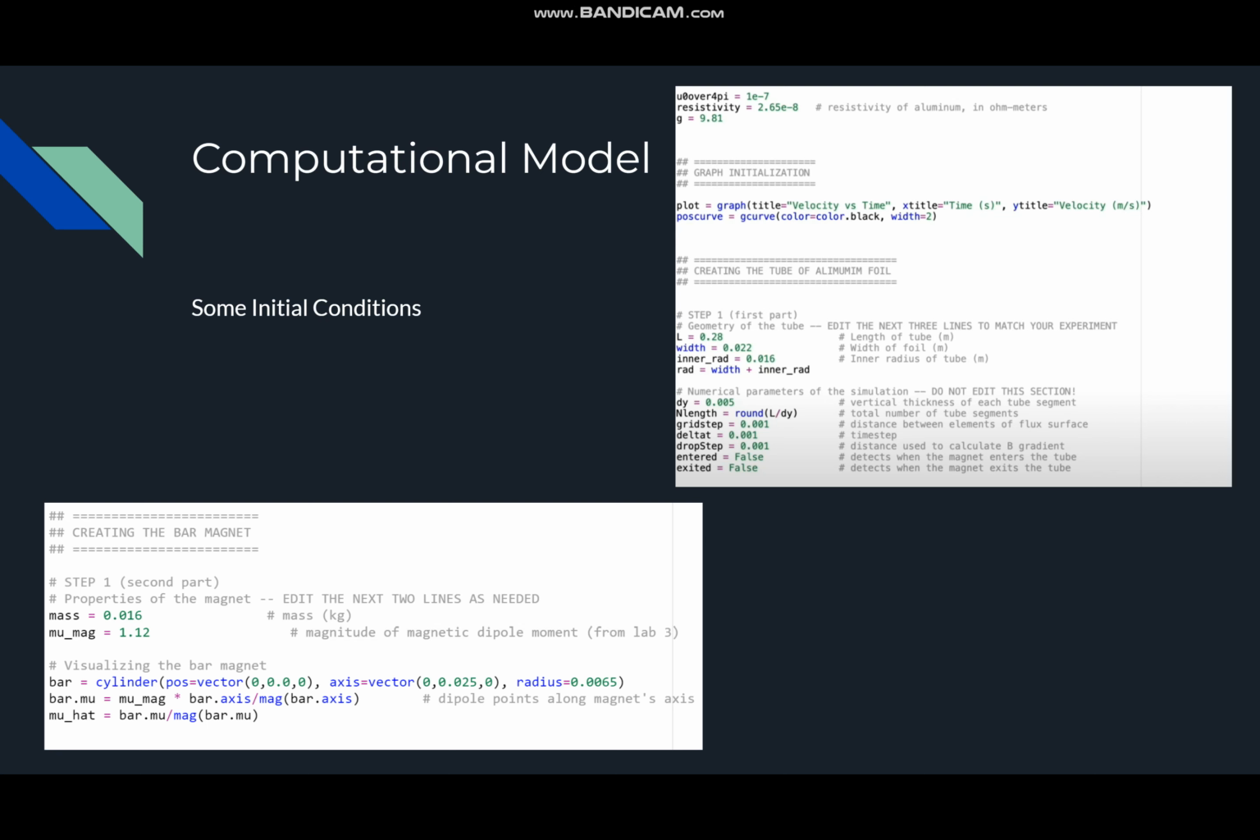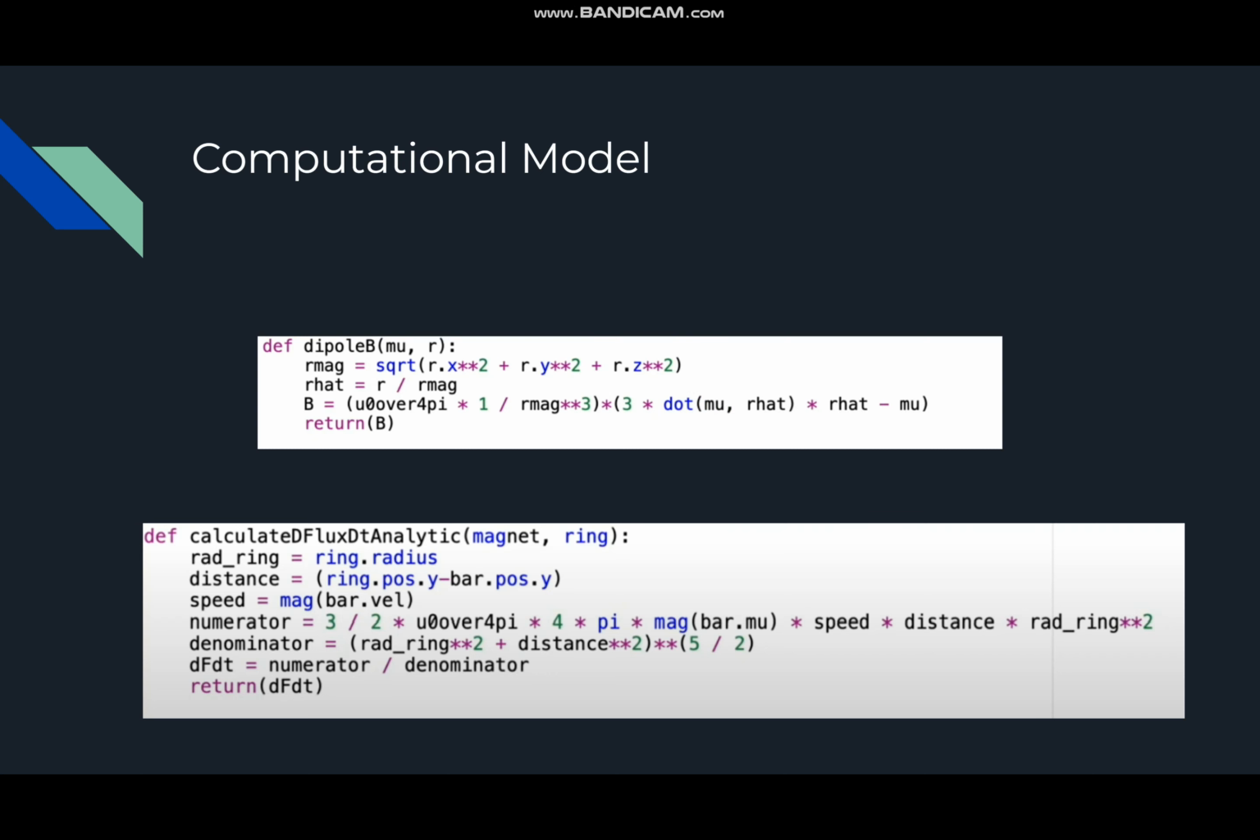Now, for the computational model, here is where I listed some initial conditions like the mass of the magnet, the mu magnitude of the magnet, the length of the tube, width of the tube, inner radius, and outer radius. You can also see in the top right mu naught over 4 pi, resistivity, and the gravitational constant are listed as well.